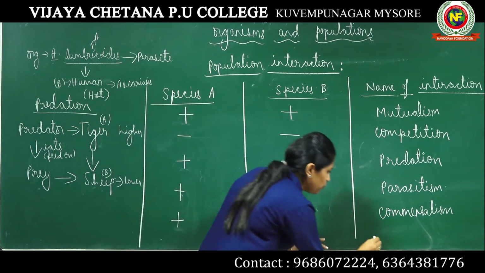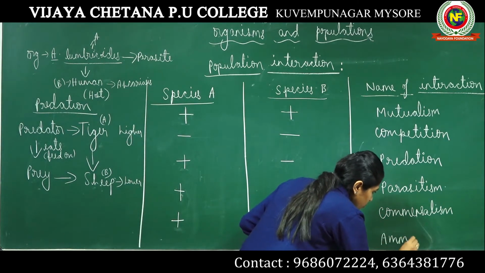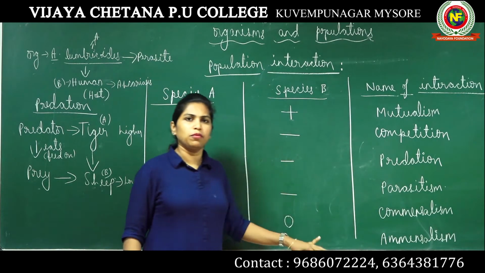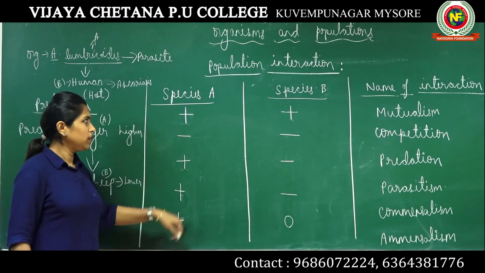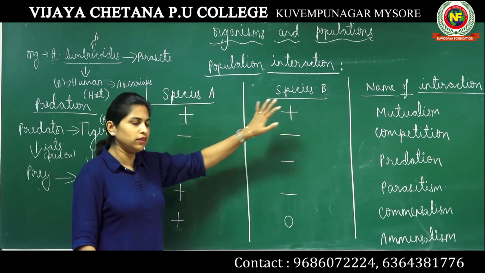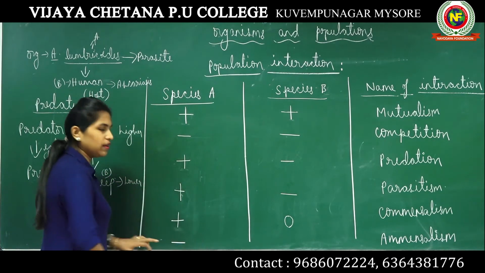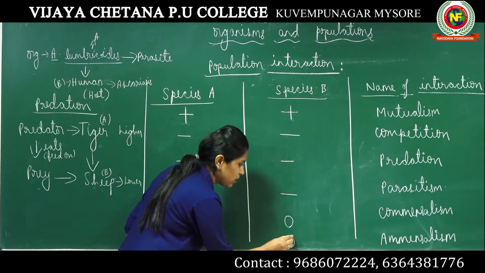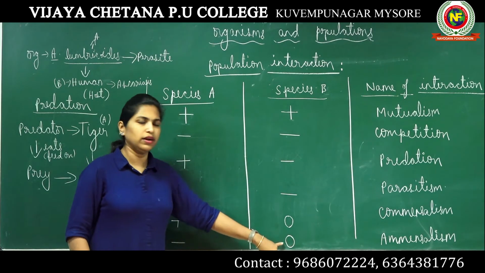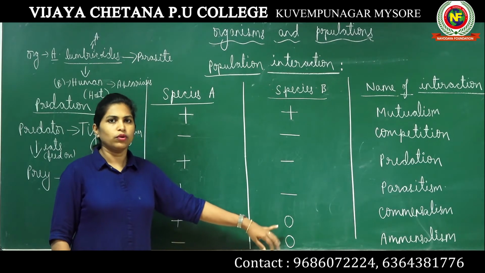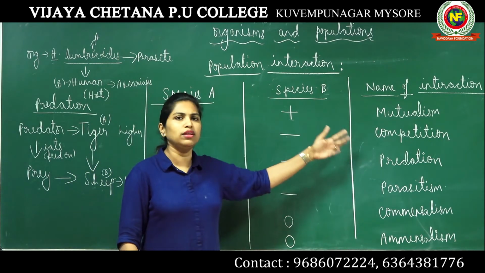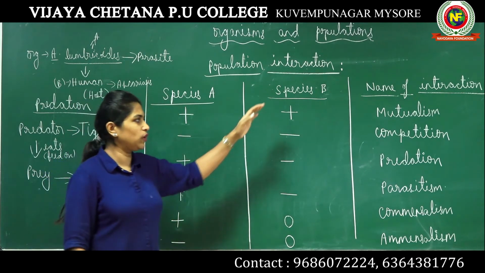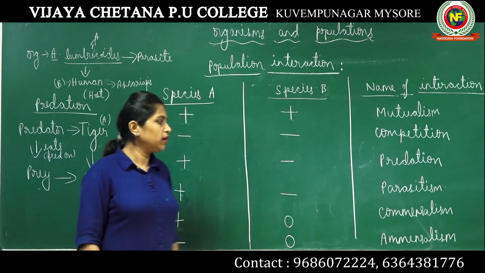Then the last type of interaction is amensalism. Amensalism is a type of interaction where, if there is an interaction between two species, one species is negatively affected, whereas the other species is neither benefited nor harmed. Okay, I have given multiple examples for all the different types of interaction. We will look into those examples topic by topic.